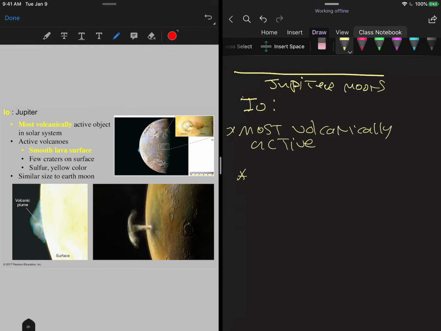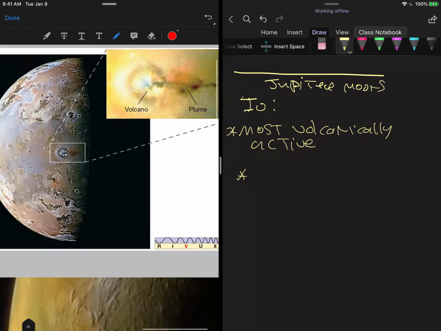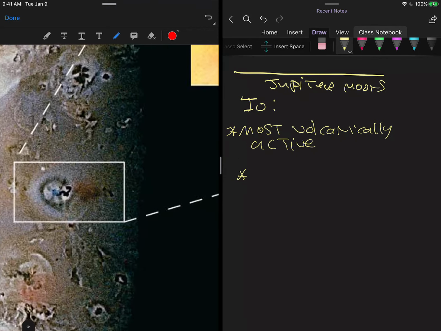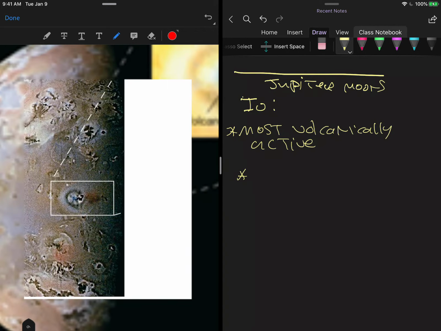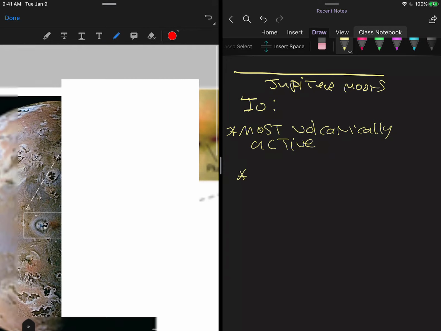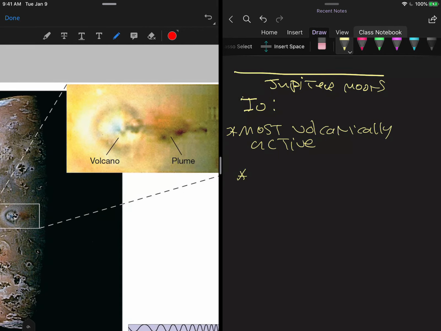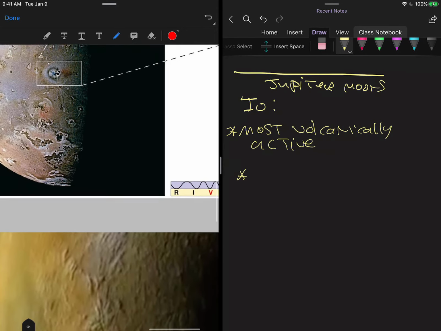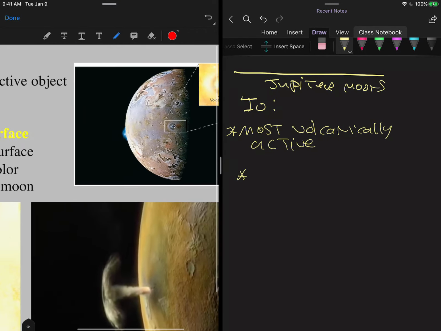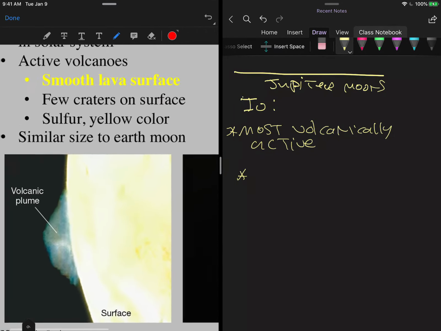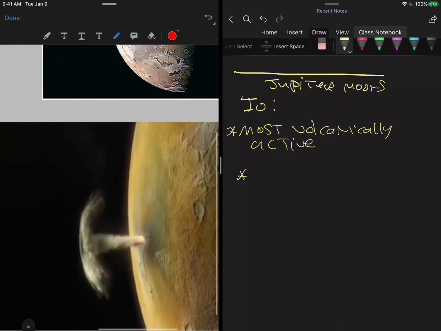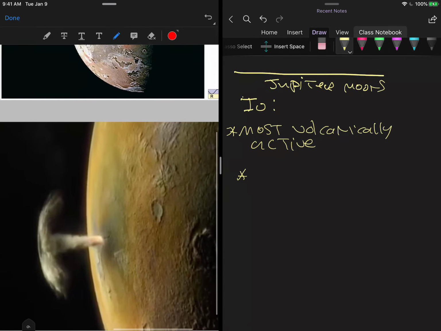The reason why you don't see a lot of craters is because lava is constantly flowing onto the surface. So what you're looking at here, if you zoom out, it's actually a volcano, and what you're seeing are the plumes from the volcano. That's looking at it face on, and you can also look at it from the side. From the side, this is an actual picture of these volcanic plumes, and this is a computer simulation of what those plumes look like.